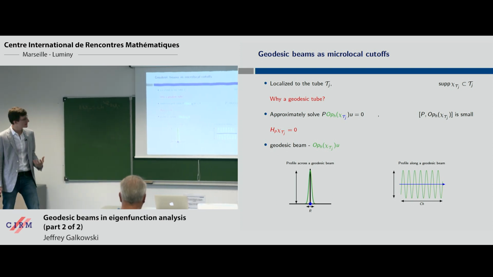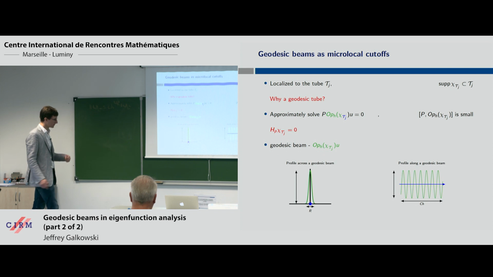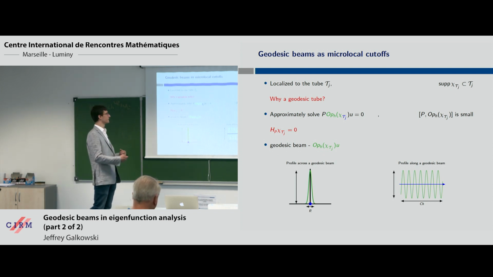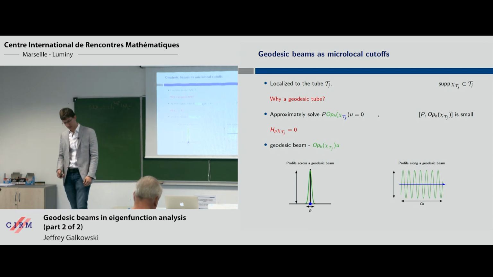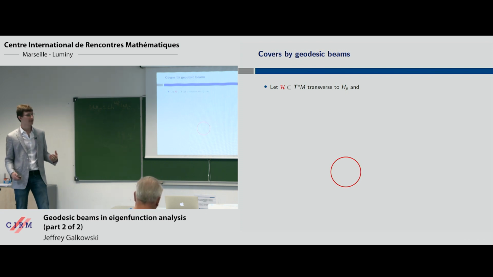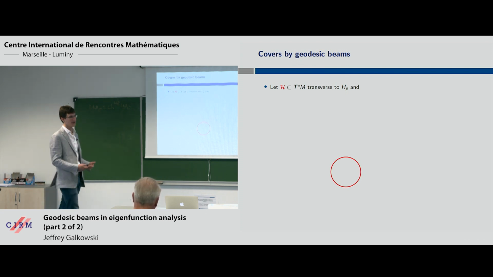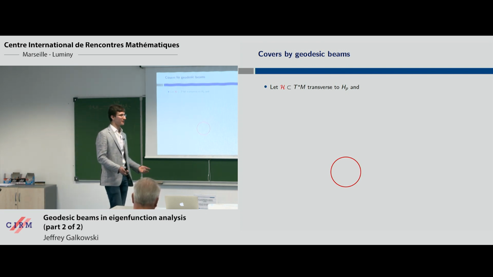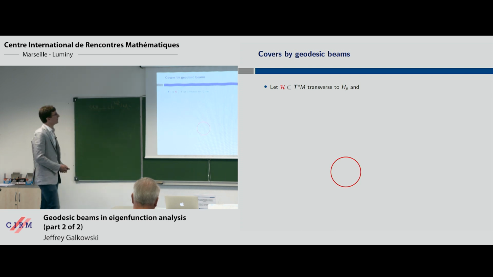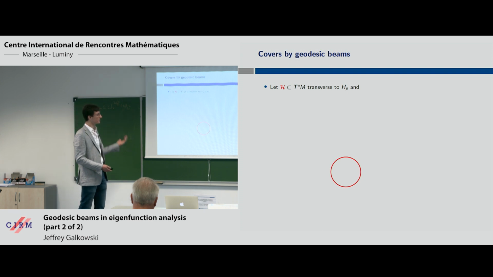Now I can take any function and find geodesic beams from it. So the next thing I need to do is to be able to actually build the function. So I need to find enough of these tubes that I can cover the manifold. And so what I'm going to do is take some transversal to the flow.